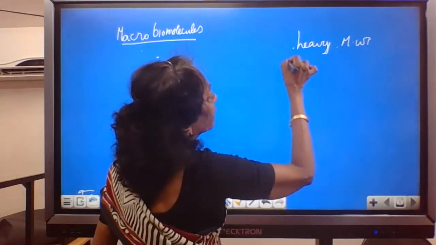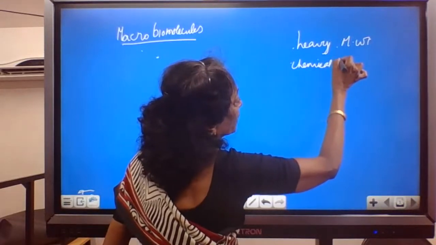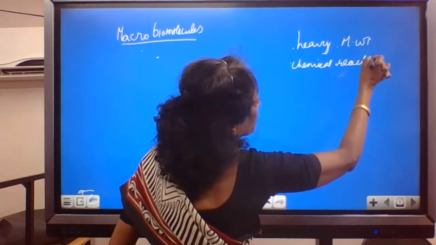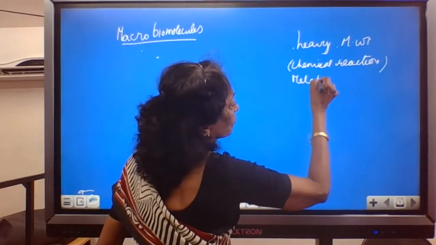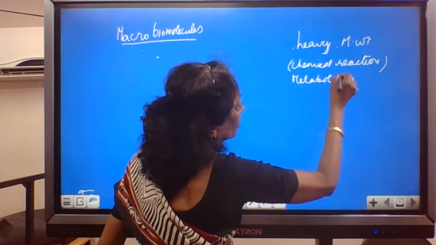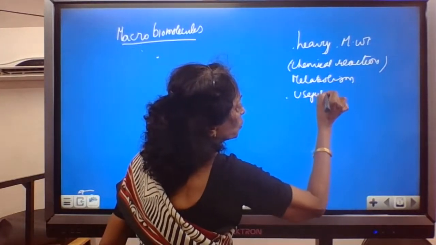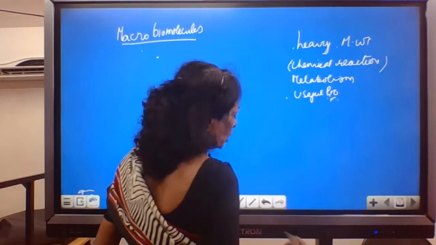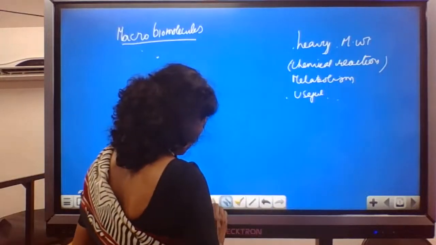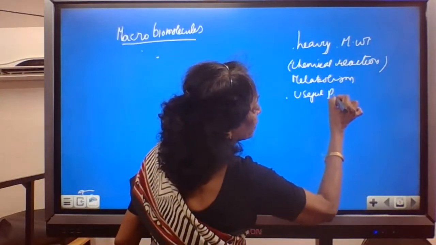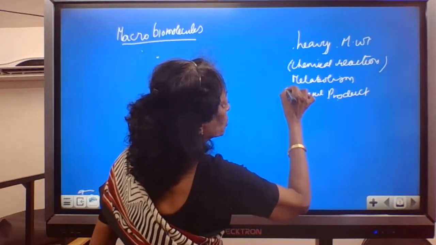They undergo chemical reactions. A chemical reaction in biology you call metabolism. This chemical reaction is what the word metabolism refers to. And what is the use of metabolism? A useful product. In any chemical reaction, there are reactants and products. The product here is a useful product which will build up the body. Useful product one: building the body. Then the second one is also a useful product.